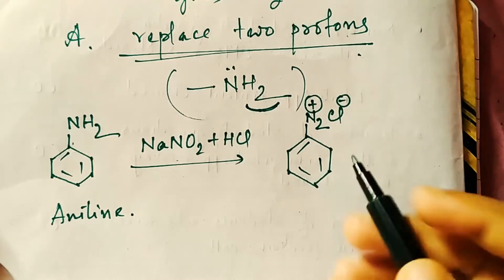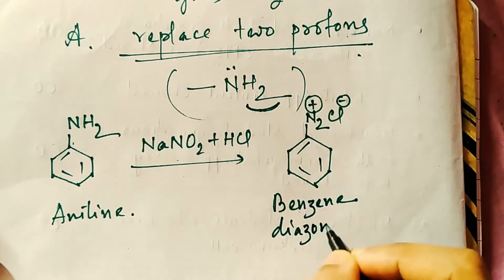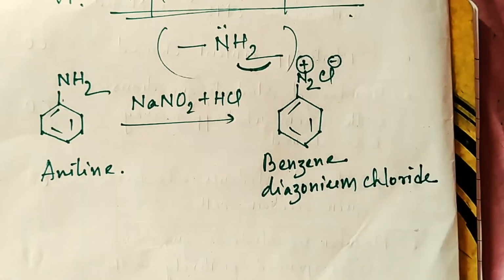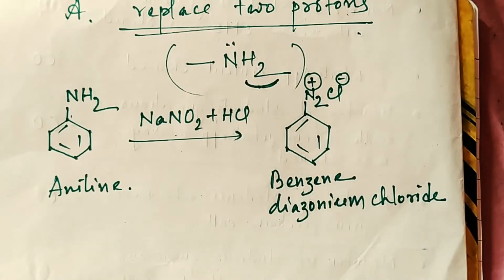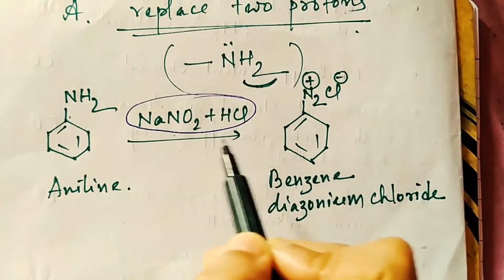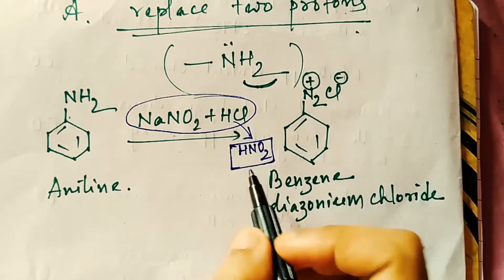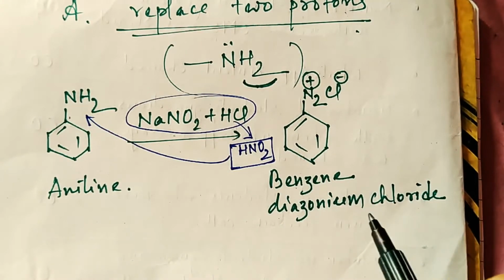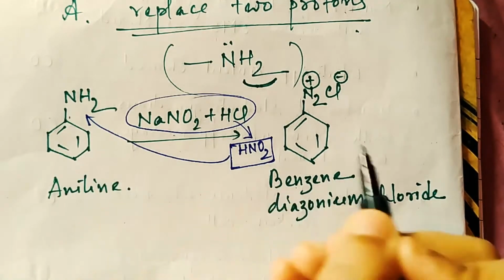The name of this primary amine is aniline, and this is aryl diazonium salt. You can also see the benzene ring here, and chlorine is present, so it is benzene diazonium chloride. Now see, NaNO2 and HCl, two reagents are used together. Why? Because when NaNO2 and HCl react together, they actually form HNO2. This HNO2 reacts with primary amine and forms diazonium salt.